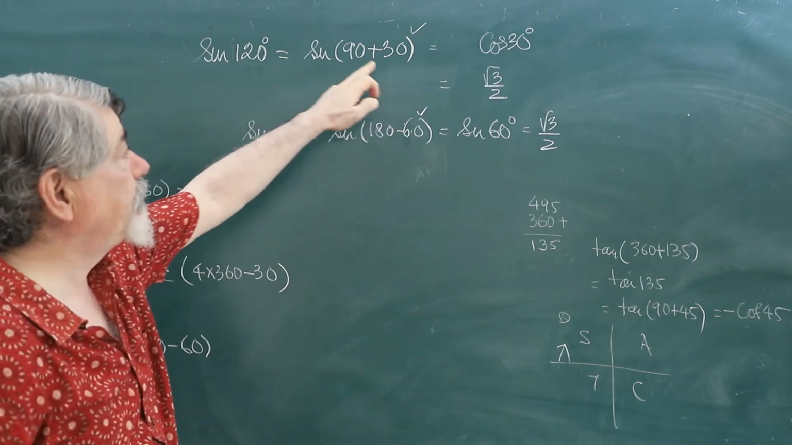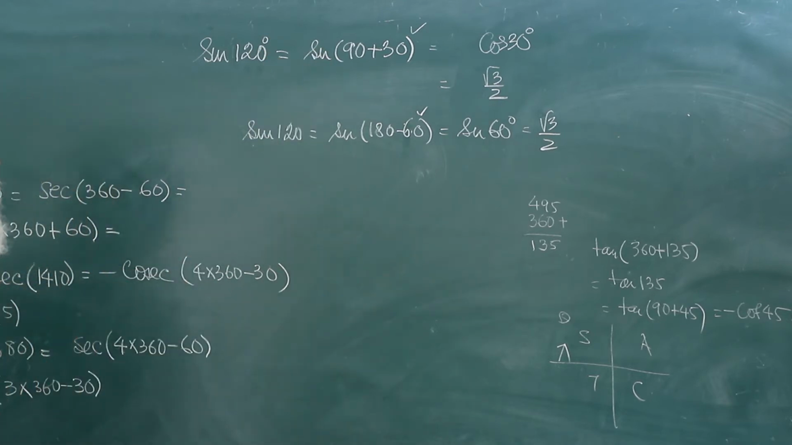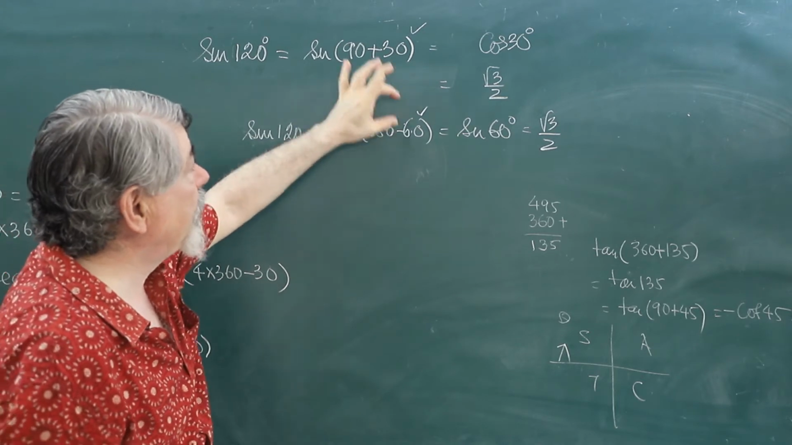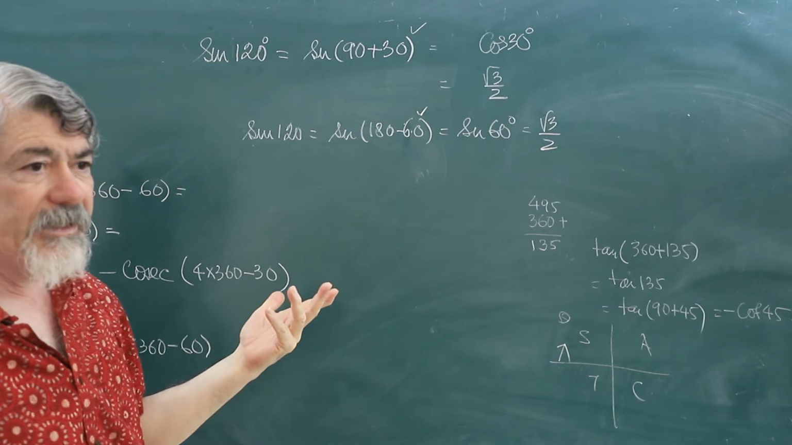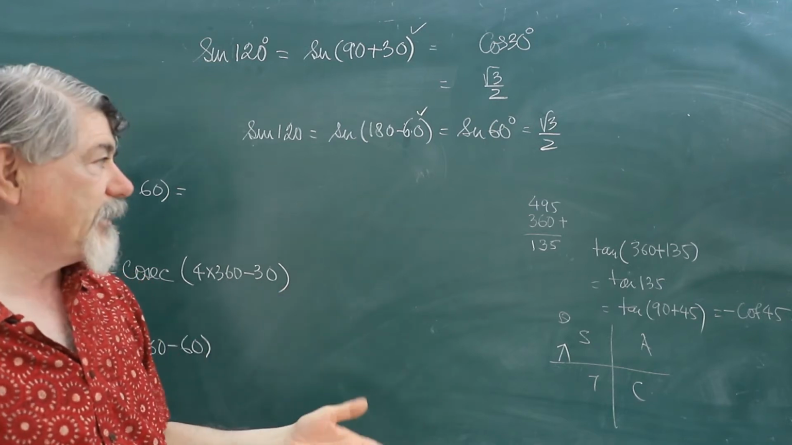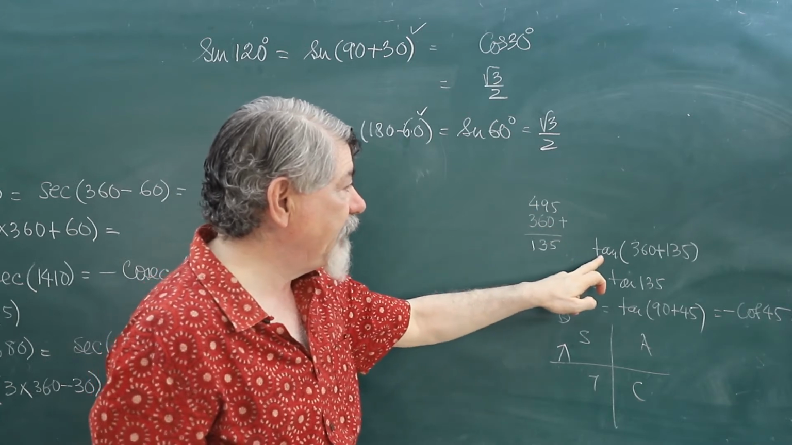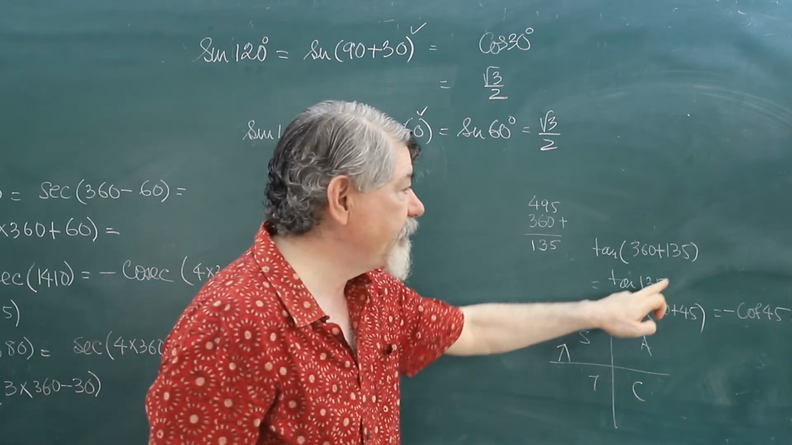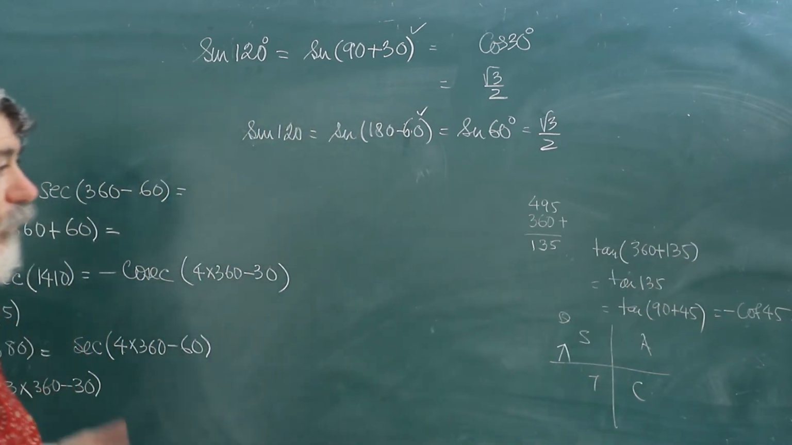Whether I take 90 plus 30 or 180 minus 60, you can take any one of them. Generally we try this angle to be an acute angle, but if it is greater than acute, it also doesn't matter, it will adjust later. Like I have written 495 as 360 plus 135, which comes to 135. Again I will adjust it as 180 something or 90 something.